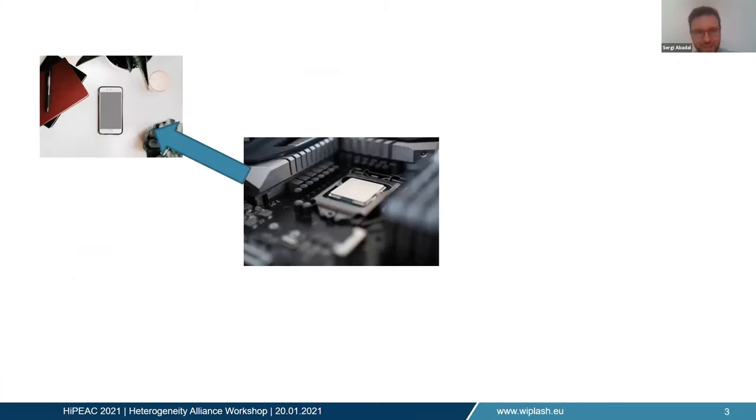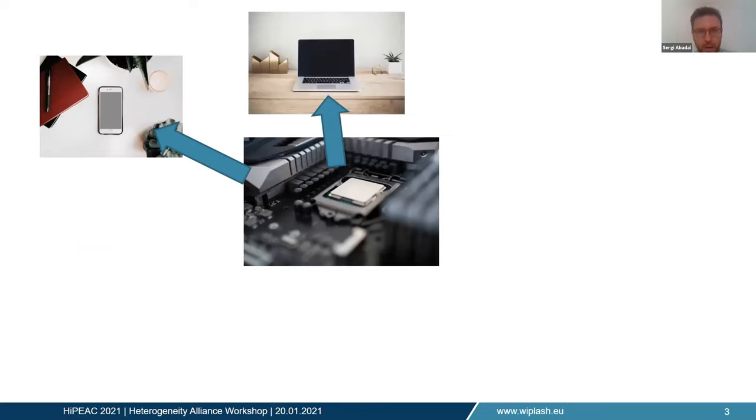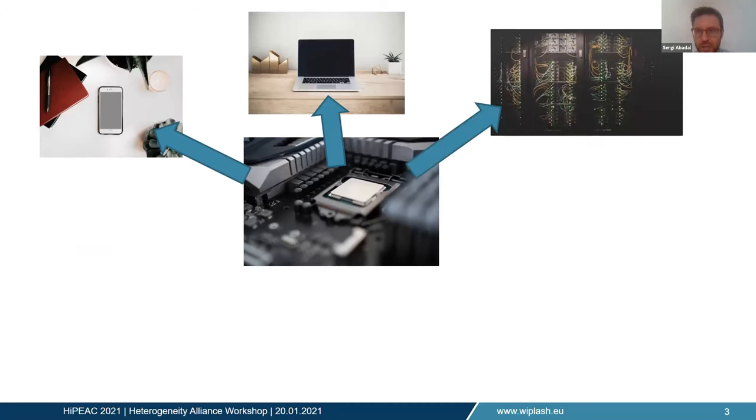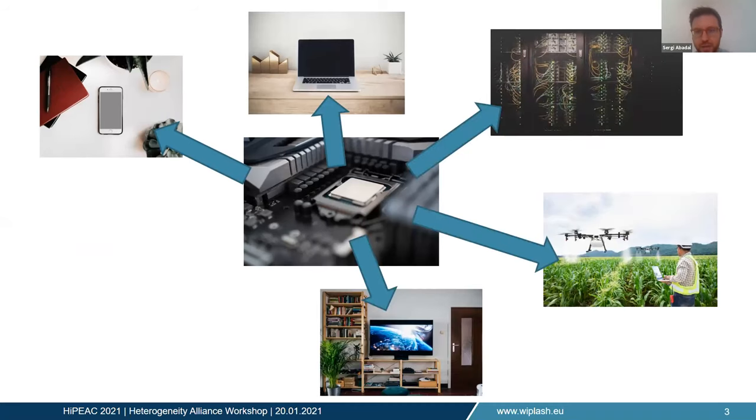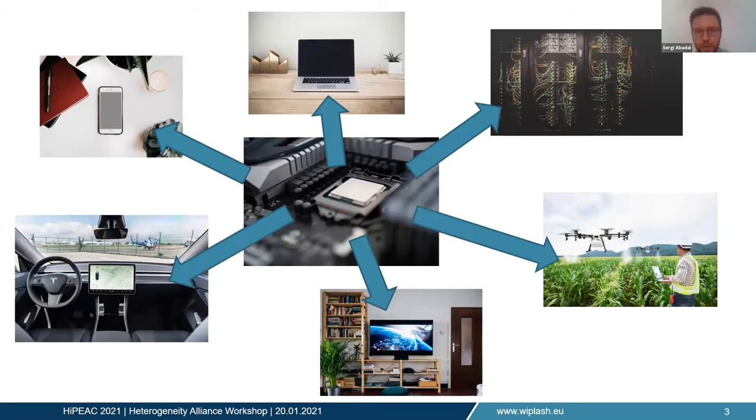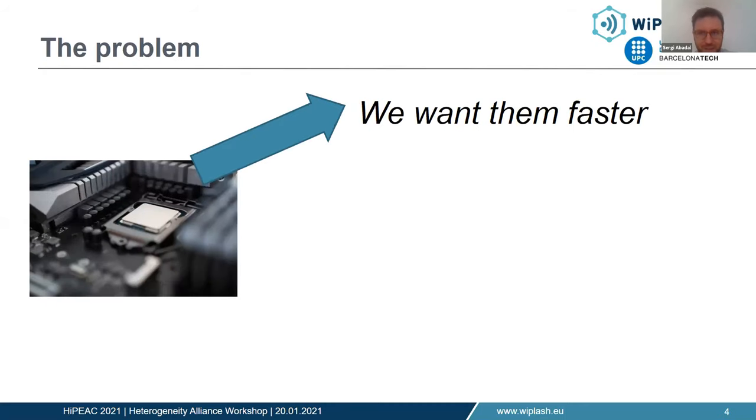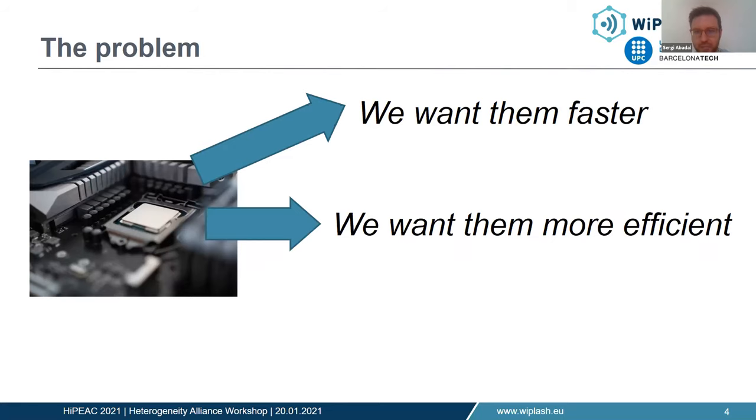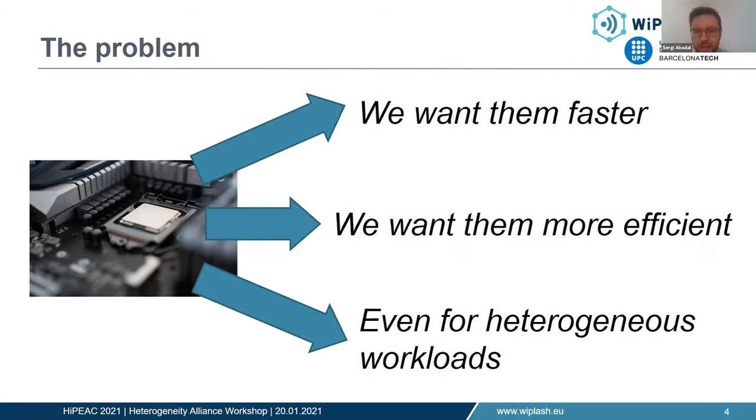This is already known by you, but processors are everywhere: in our cell phones, in our laptops, in data centers, in embedded systems, in appliances, in connected cars. As people building chips and processors, it's important that we continue making them faster and more efficient so that we can have more and more functionalities. But we want them to be faster and more efficient regardless of the workload.